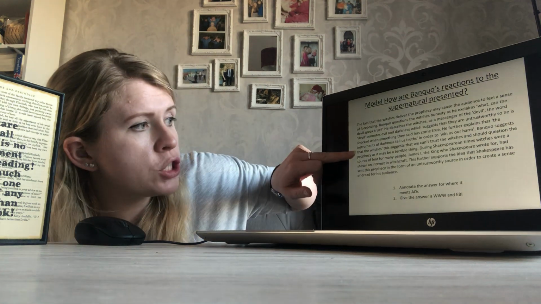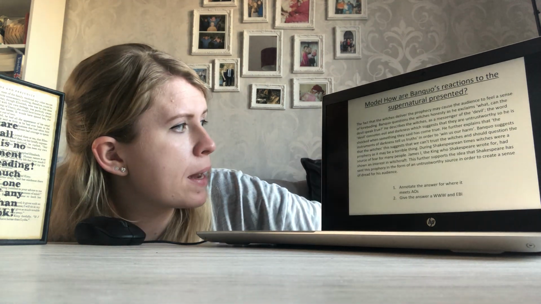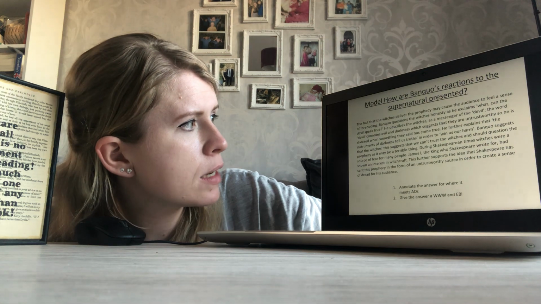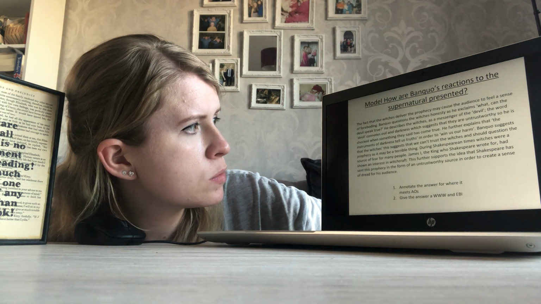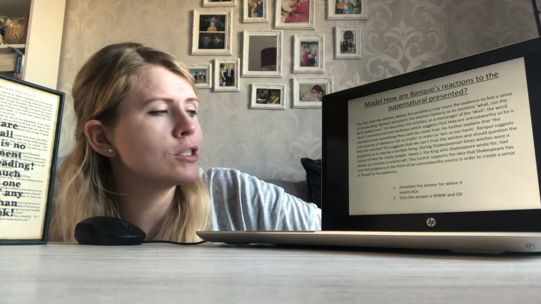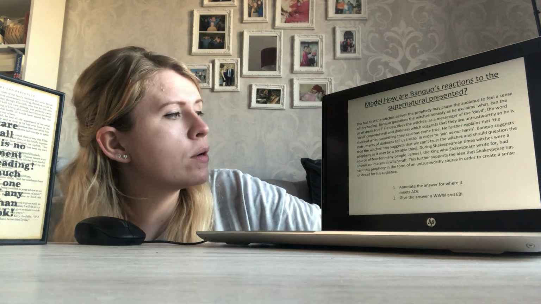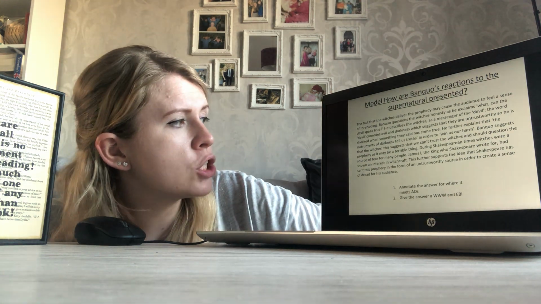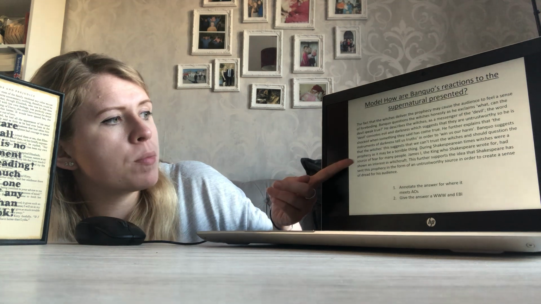Banquo suggests we can't trust the witches. Sorry, there's a bit of a typo there. Banquo suggests that we can't trust the witches and should question the prophecy, as it may be a terrible thing.